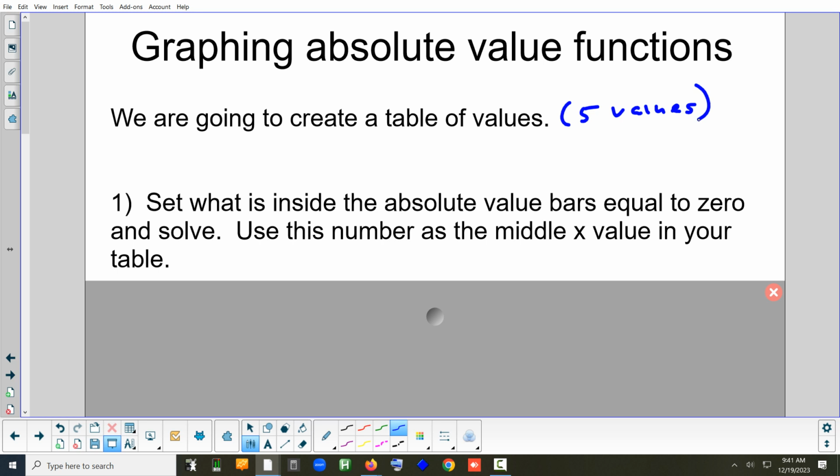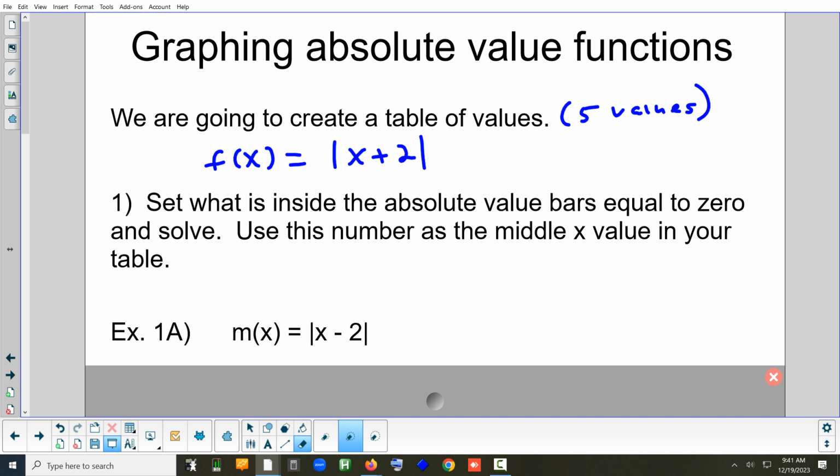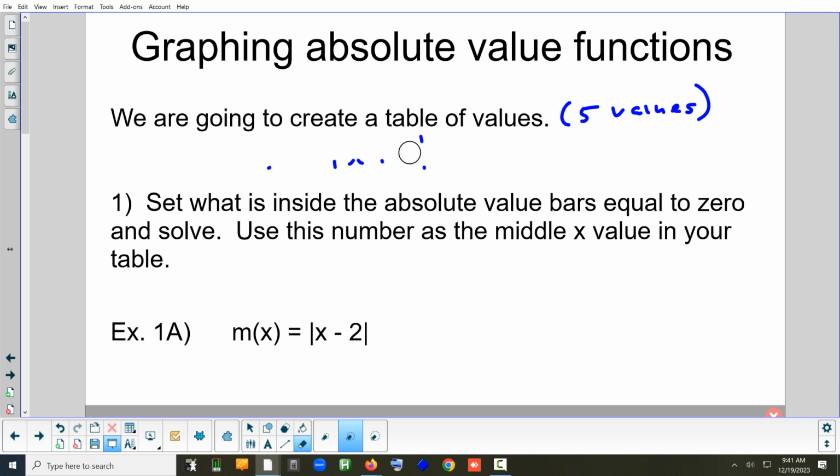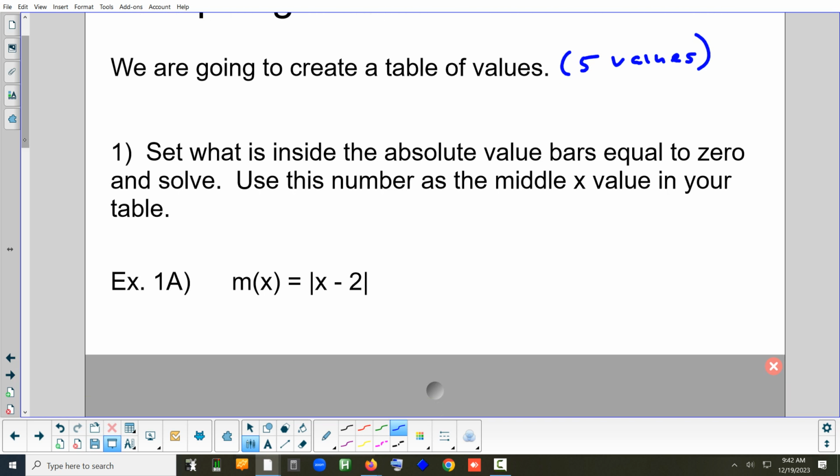So what do I mean, what's inside the absolute value bars? Actually, we're going to do one that's pretty similar, so I'll just do that. It says set what is inside the absolute value bars equal to 0. Can somebody tell me what's inside the absolute value bars there? X minus 2. And it says to set that equal to what? 0. Yep, set that equal to 0.